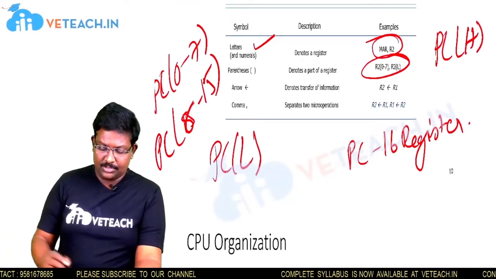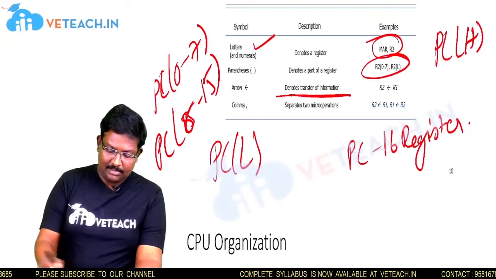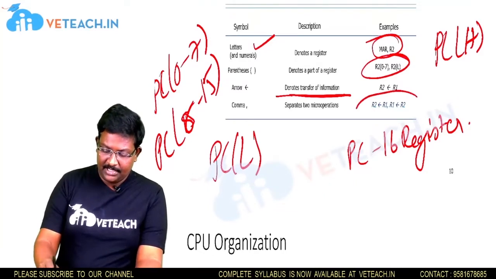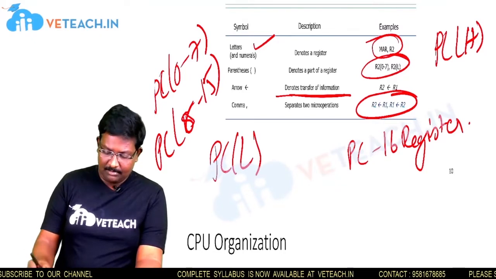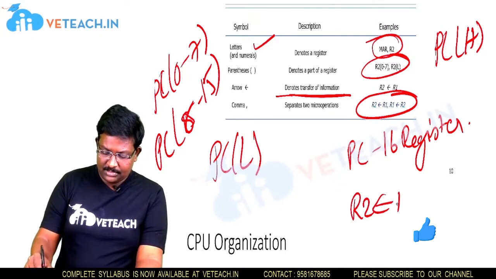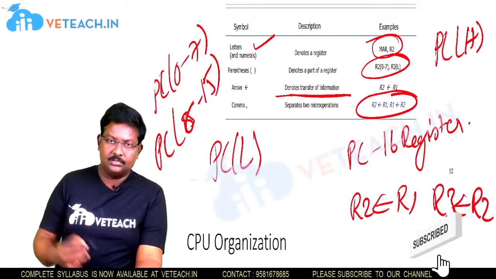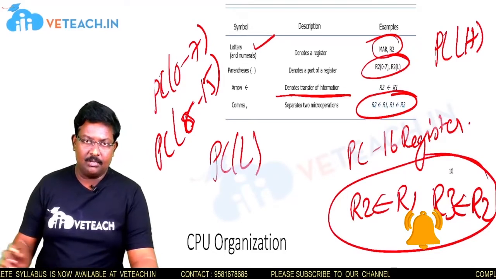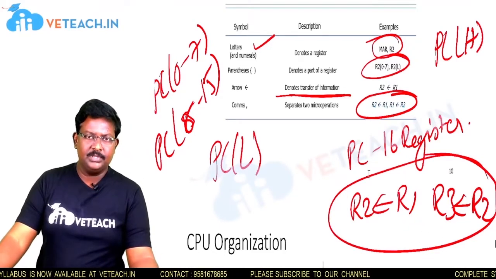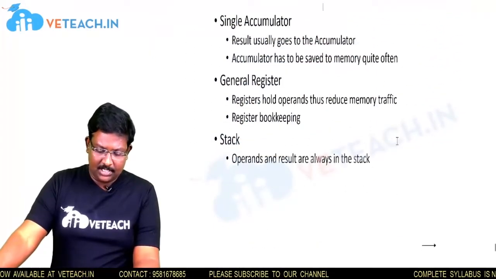Similarly, reverse arrow is used to denote the transfer of information, and comma is used for separating two operations. So if I am performing two operations at a time, then simply we can use a comma here, comma R3 reverse arrow R2. So simply we can separate the two operations with a comma. These are the simple things that are present in the register transfer language.